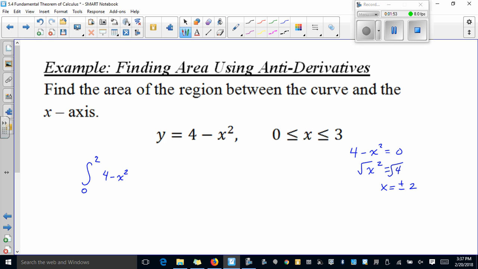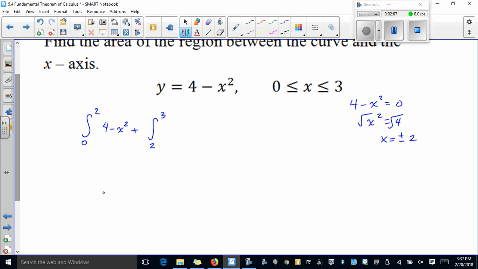How do we know? Because we did the math over here. We found out when x is plus or minus 2. So we can also consider this as a parabola, an upside down parabola. So it's going to be above the x-axis from 0 to 2 and then below from 2 to 3. But we don't have to really know that.